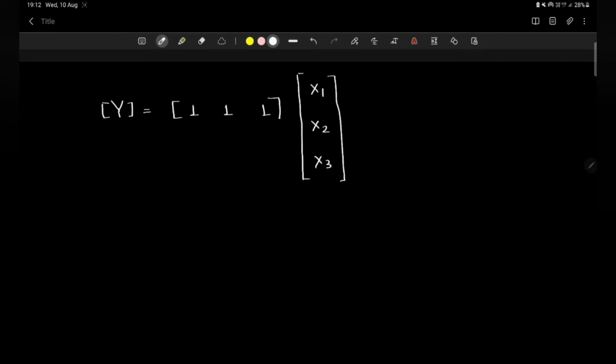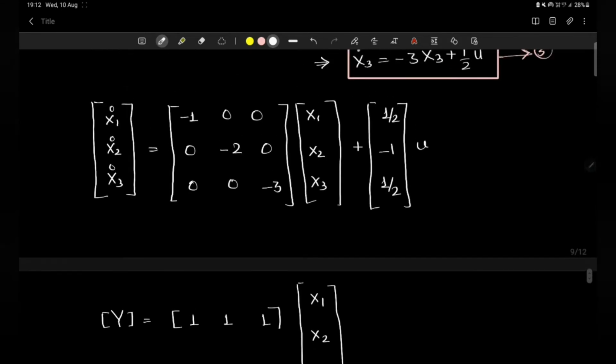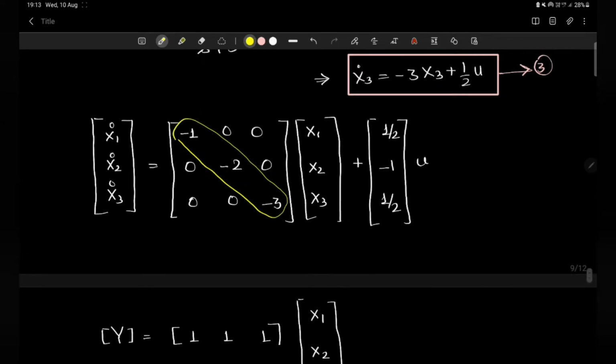So this is called diagonal canonical form. You can see the coefficients we have got are in the diagonal terms, so this is called diagonal canonical form.